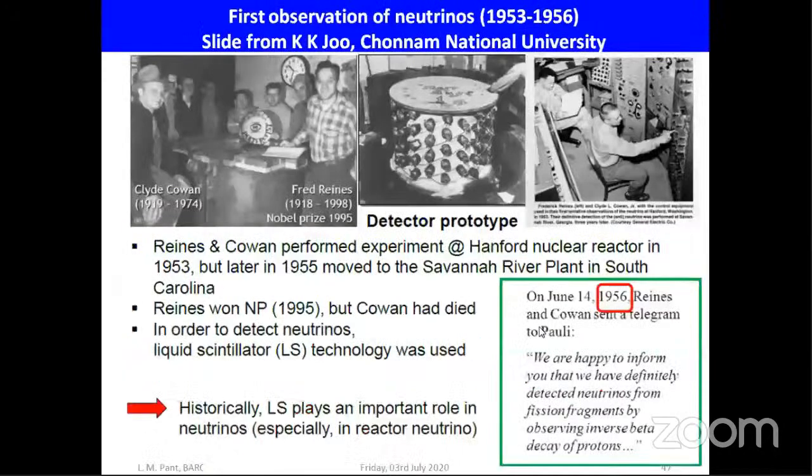So I'm at slide 47, and this is quite an interesting slide. The first observation of neutrinos was in the period 1953 to 56. Reines and Cowan performed an experiment at the Hanford Nuclear Reactor in 1953, and later in 1955 moved to the Savannah River plant in South Carolina. Reines won the Nobel Prize. This is the strangeness of the Nobel Prize committee, that they don't give the prize to those who have died. Cowan had died by then, so Reines got the Nobel Prize. They used a liquid scintillator to detect the anti-neutrinos coming from the reactor. This is the story of 1956 when it was discovered.